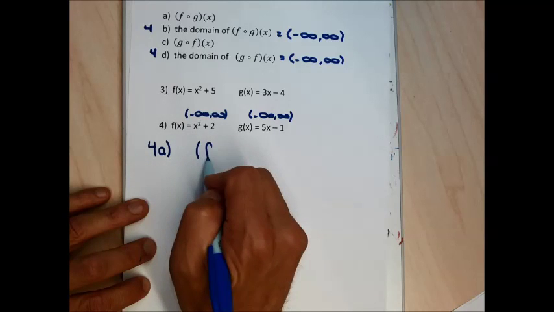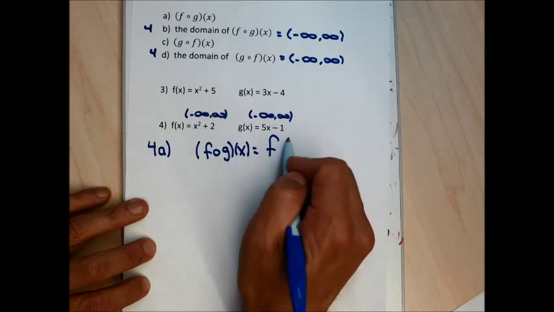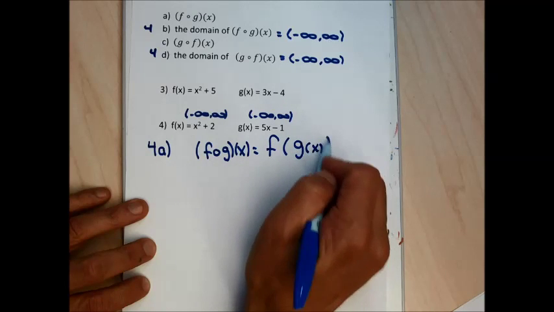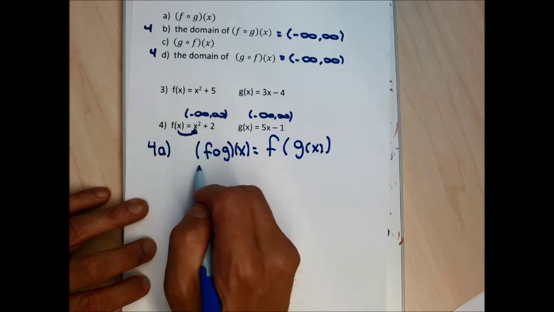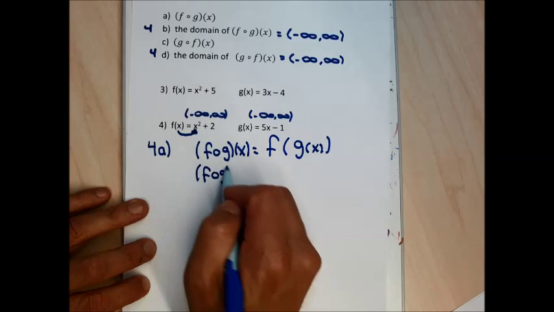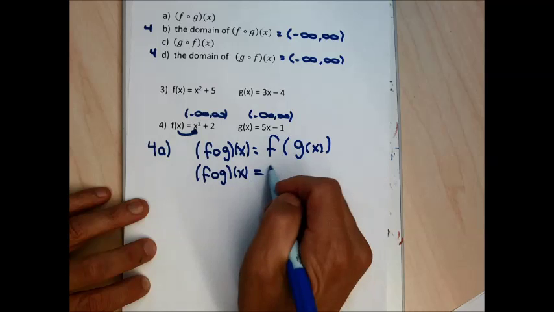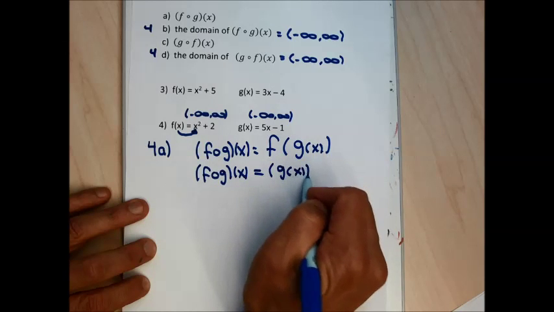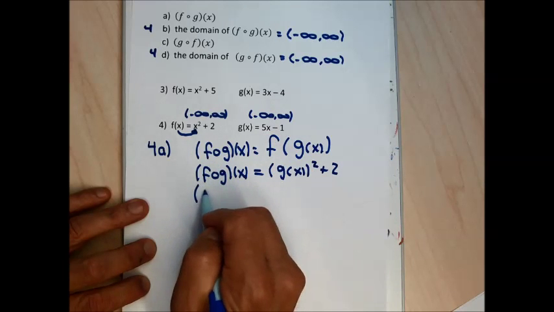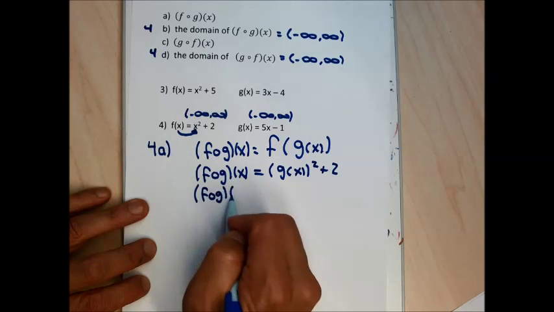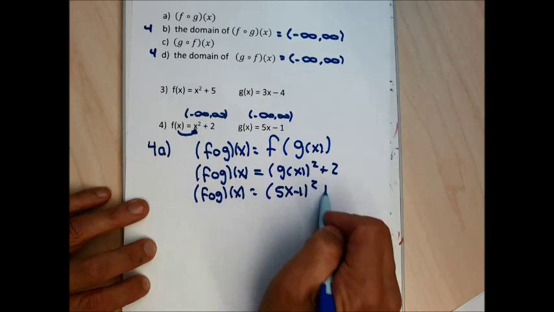4a wants me to find f composed with g of x, and that really is the same as f of g of x. So what I'm going to need to do is, in the f function, change that x to a g of x. So I'm going to write f composed with g of x equals, and then that x gets changed to a g of x, so it's going to be g of x squared plus 2. Now I'm going to change the g of x to 5x minus 1. So I'm going to get f composed with g of x equals 5x minus 1 squared plus 2.